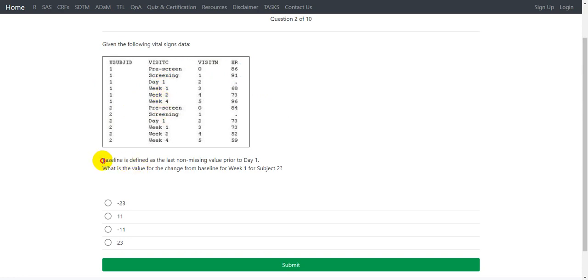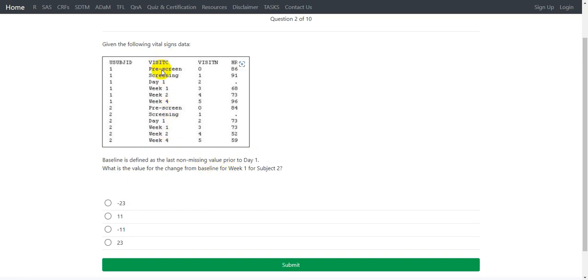And then it says baseline is defined as the last non-missing value prior to day one. And what is the value for the change from baseline for week one for subject 2? So this question is testing our understanding of the concept of baseline and change from baseline. So it said the baseline is defined as the last non-missing value prior to day one.